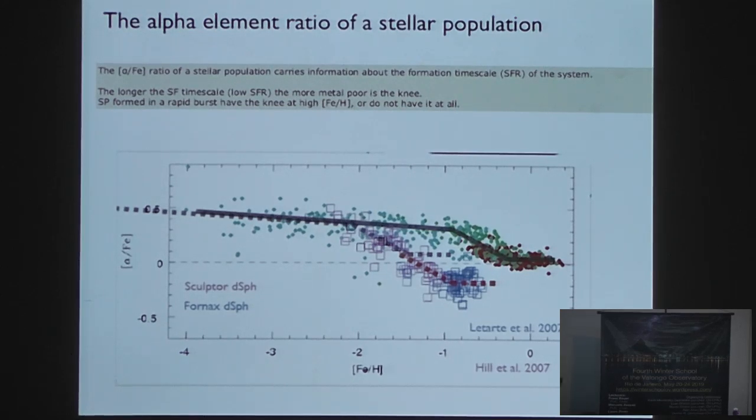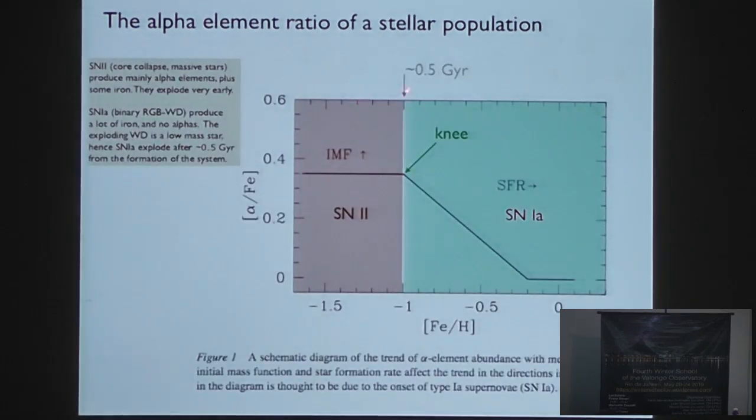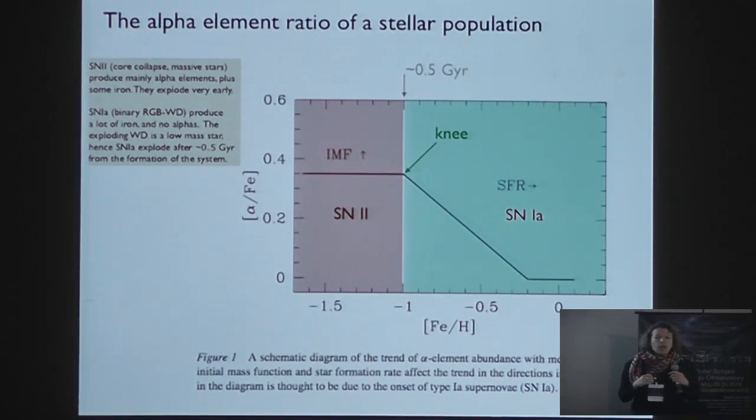Yes. 0.5 gigayear is the point in which you don't form a... After 0.5 gigayear, all the massive stars with mass above about 8 solar masses have already exploded. So you don't have any core collapse supernova anymore. And you start having these other ones that can explode until later time. Okay, so this is more or less the lifetime of 8 solar mass stars.